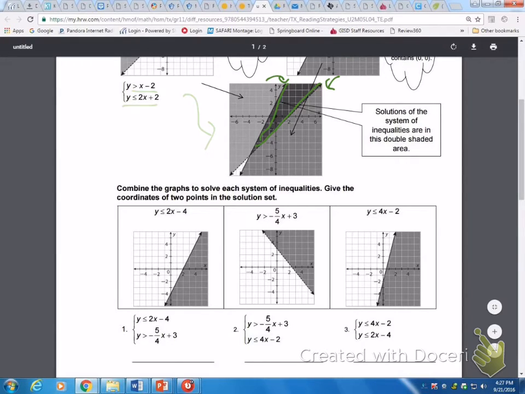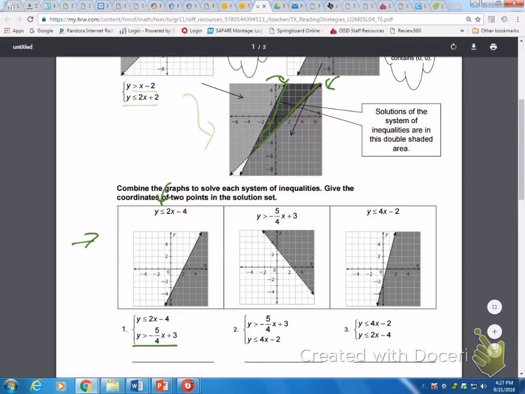So we're going to come down here, take a look at this example here. They already have graphed the y is less than or equal to 2x minus 4. Notice that the line is solid because of the equal sign, and we have shaded below the line because we are working with a less than.